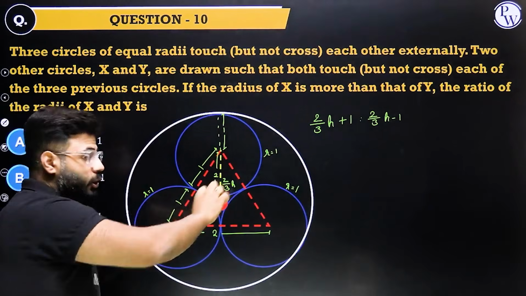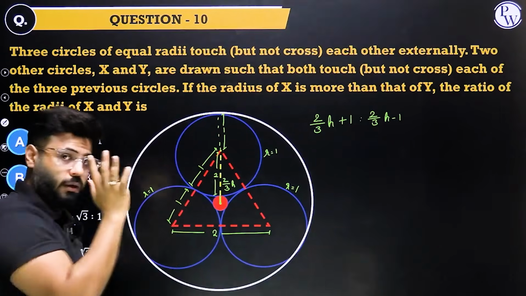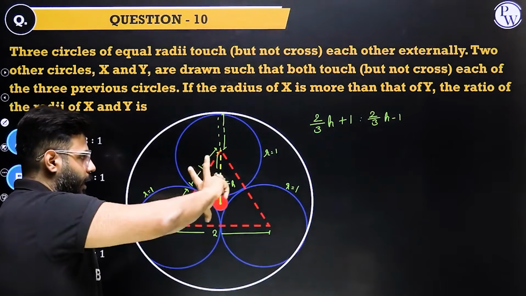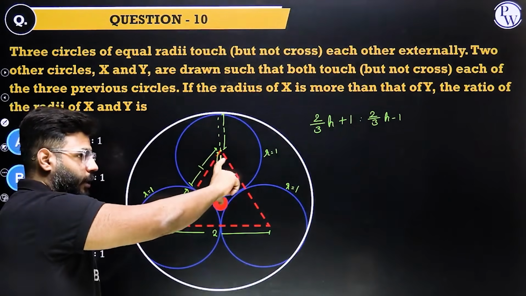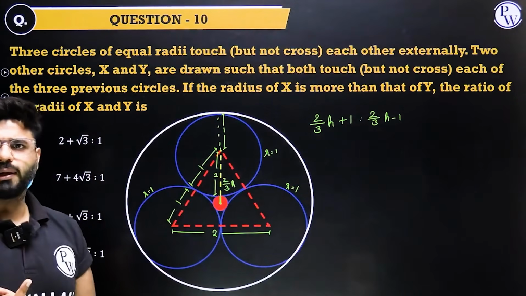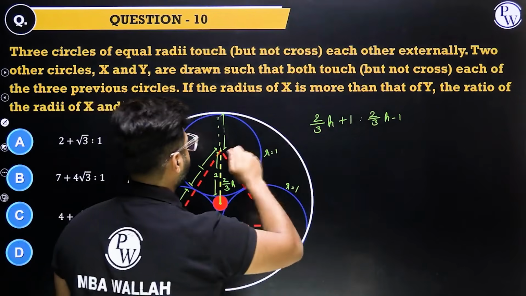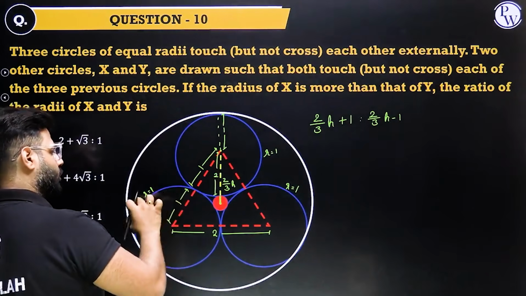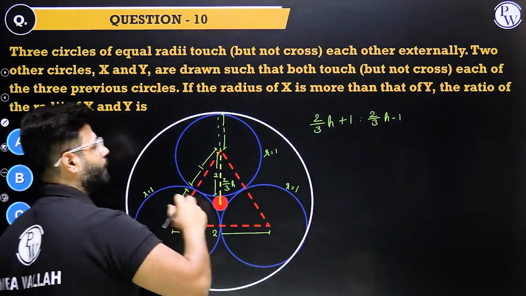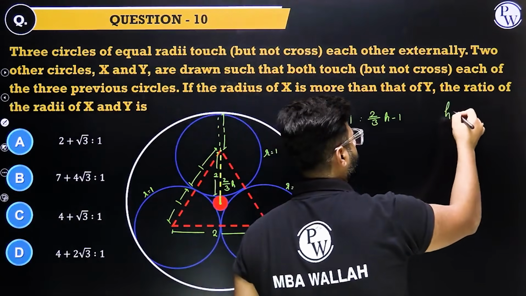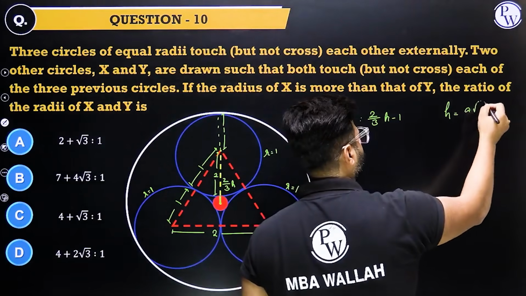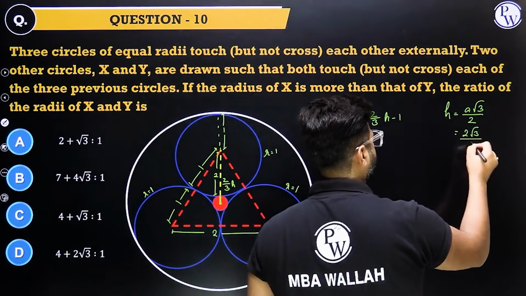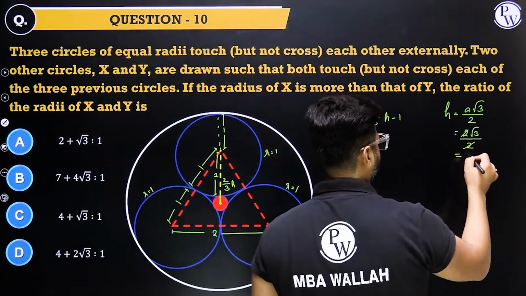What is this 2/3 h? Remember, centroid. This has to be the center, symmetricity. This divides the median in the ratio of 2:1. So 2/3 of the median. The median is nothing but the height in an equilateral triangle. What is the height? We have assumed the radius as 1, so the side is 2. What is the formula for height? A root 3/2, where A is the side of the triangle, which is 2. 2 root 3/2, that means h is root 3.